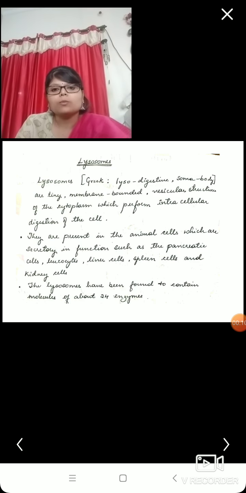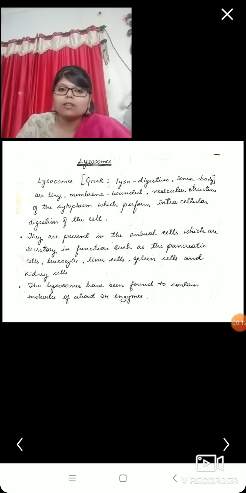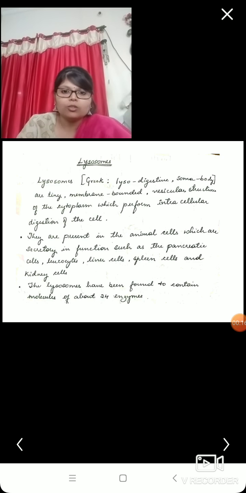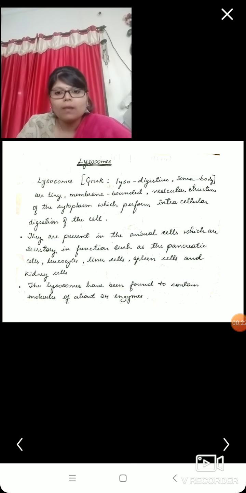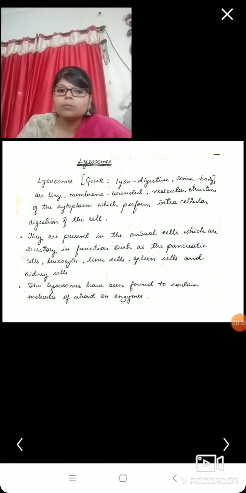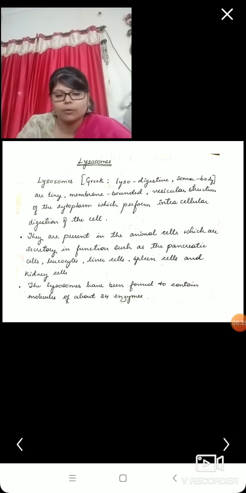Lysosomes. In Greek, lyso means digestive and soma means body. So the digestive bodies which are present inside the cells, we name them the lysosomes. They are tiny membrane-bound vesicular structures of the cytoplasm which perform intracellular digestion of the cell and also extracellular digestion, which I will tell you about later.